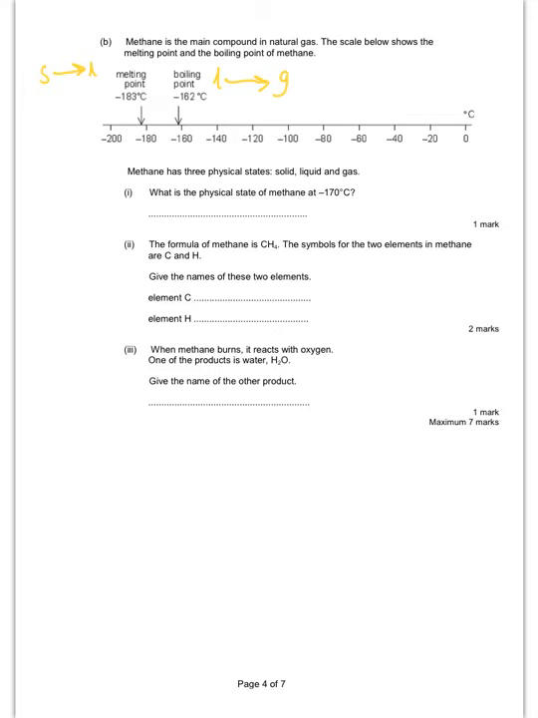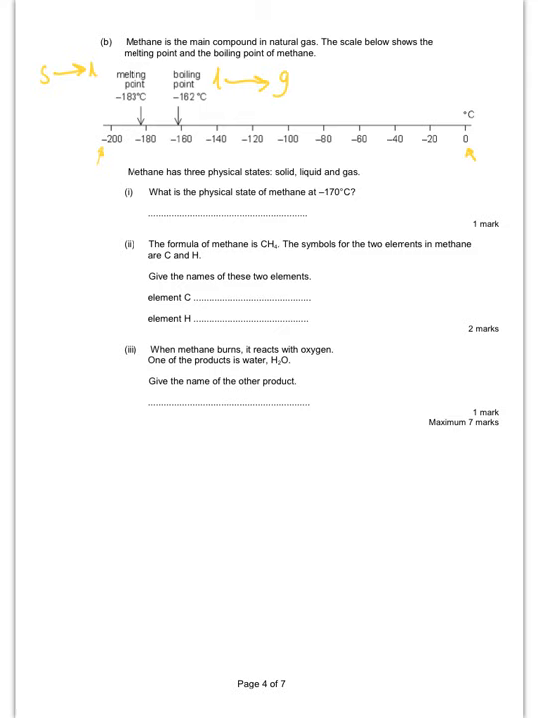And we've got a number line here that's negative. Watch out for the fact that this is a negative number line, and in fact we only go up to 0, which is the normal freezing point of water, but methane's temperatures are all below 0. Methane has 3 physical states: solid, liquid and gas. What is the physical state at minus 170 degrees C?